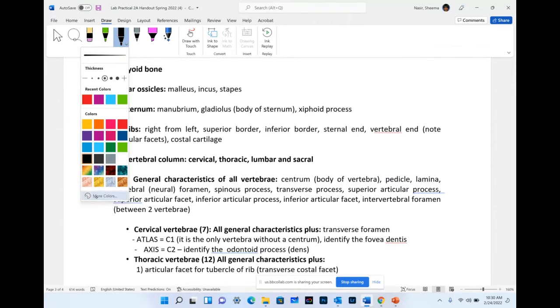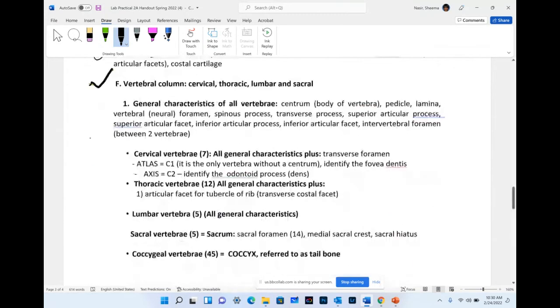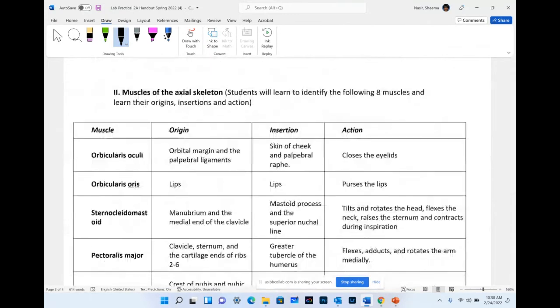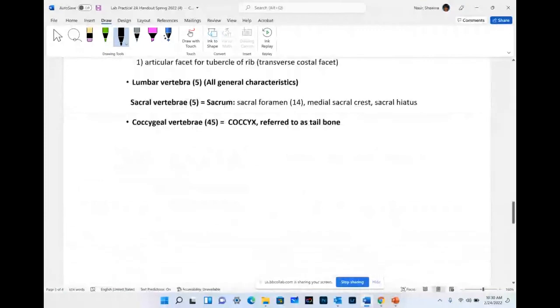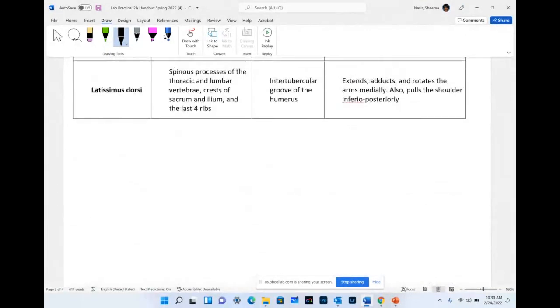Okay, I'm changing the color. So vertebral column, we did the ear ossicles last class, so we are not doing it today. But you are going to cover it still, just not today. So today it will be sternum, ribs, vertebral column, and that's all. So we'll finish it. And next class, we are going to do these muscles.